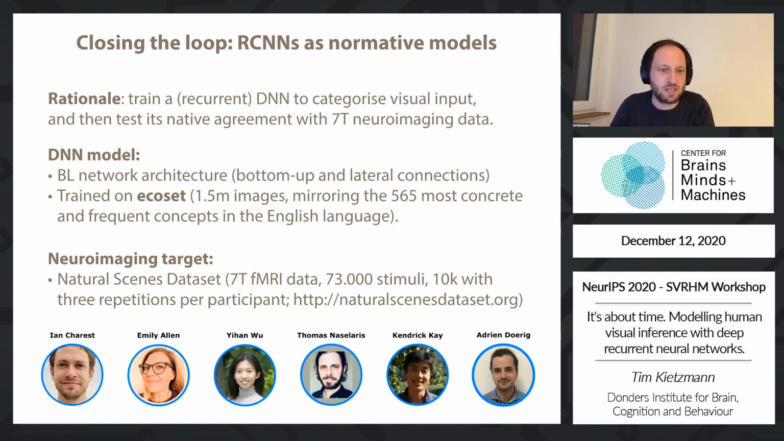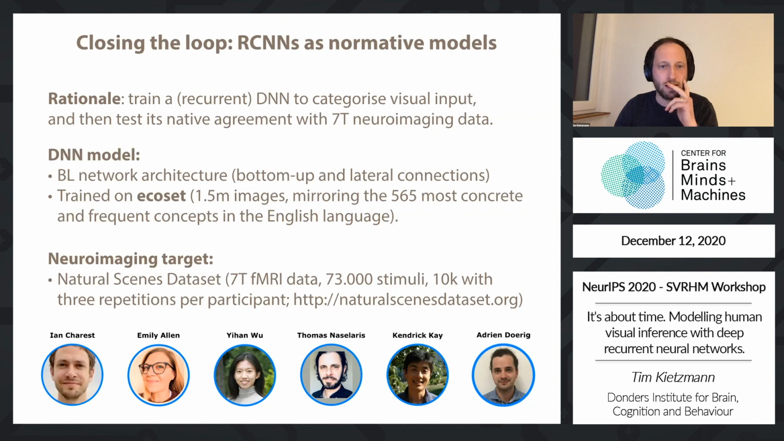And this project is headed by Jan Charest, who's putting all the pieces together, taking the NSD data set and giving it another twist that I'm going to talk about in a second. And what we're going to test is the BL network that I just showed you a bit earlier. It's a model that has feed-forward and lateral connectivity, and we'll train it on EcoSet, which I would have loved to talk about, but didn't have time today. It's a new data set that'll hopefully come out soon. It's 1.5 million images mirroring 565 most concrete and most frequent basic level categories in the English language.